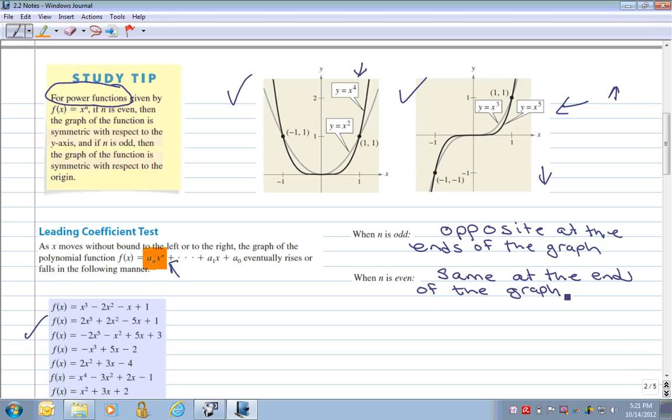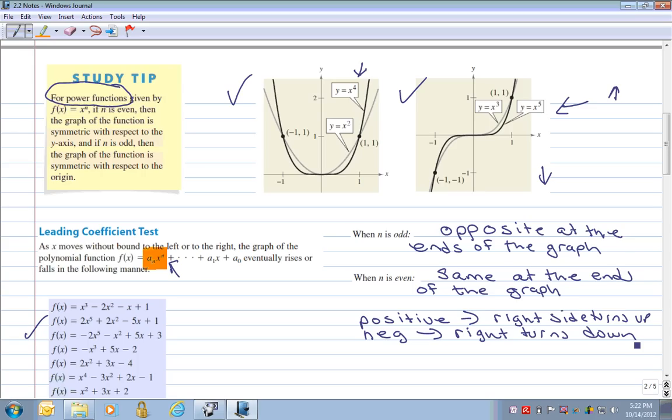The other thing about the leading coefficient is, I'm going to add this on here: if the leading coefficient is positive, then the right side turns up. If it is negative, then the right side of the graph turns down.